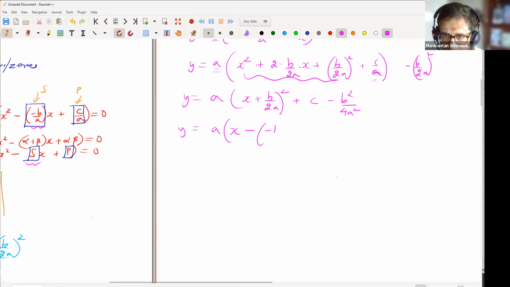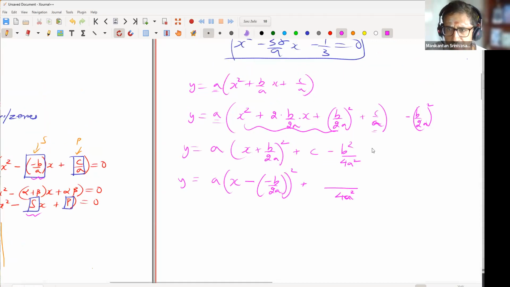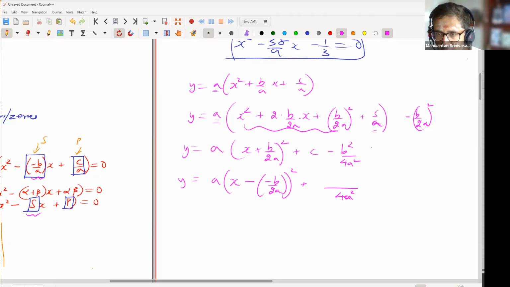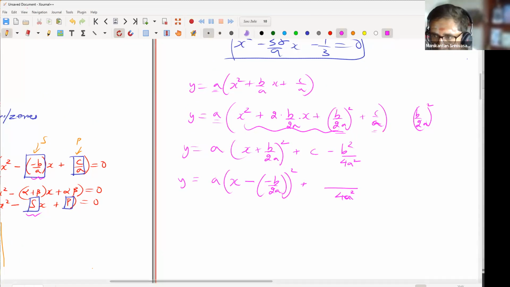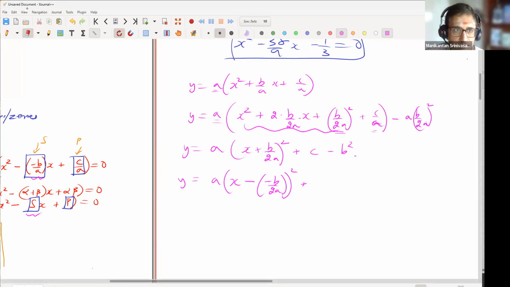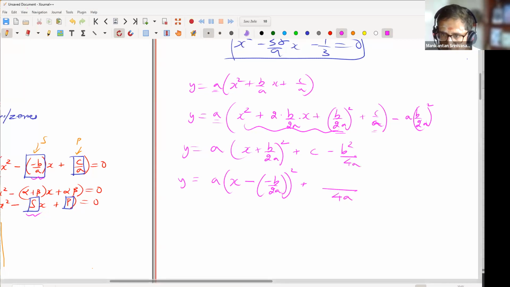minus b by 2a the whole square plus, I can write this as 4a square, and then sorry, I missed an a here. When I did b by 2a whole square, I multiplied by the a, so the same should carry here also. When I'm subtracting also, that will have an a, right? So this is minus a times that, right? So effectively it becomes b square by 4a. So when I do that common denominator here, it becomes 4ac minus b square.